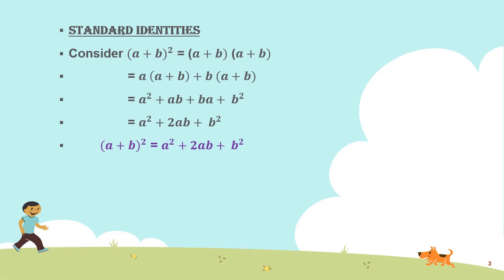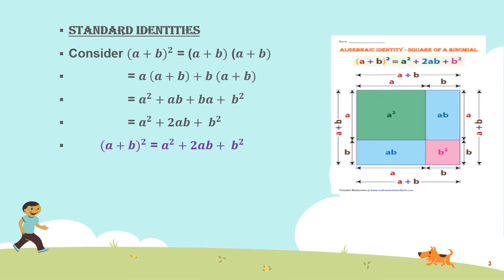This is the first identity, or we call it the first standard identity: (a + b) squared equals a squared plus 2ab plus b squared. Let us visualize it like this. Here we have a square with side a plus b.